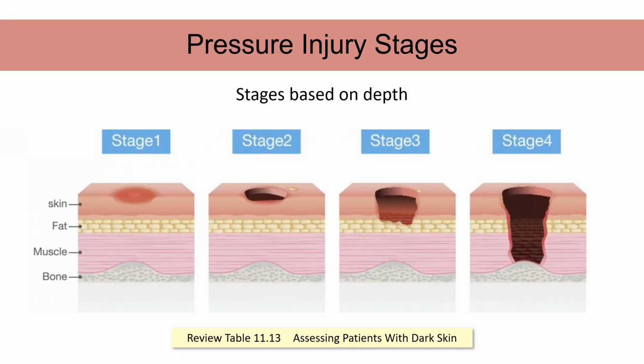Okay, so let's go through the stages. We have 1, 2, 3, 4, and the stages, of course, are based on depth. Please review table 11.13 on assessing patients with dark skin. It's a very small table, but it gives you insight because when we assess these wounds, especially stage 1, we look for blanching of the skin. And if the patient already has dark skin, we're going to need another approach to assess that. So please review table 11.13.